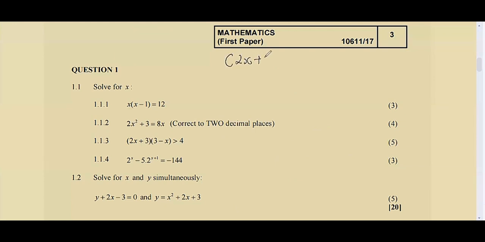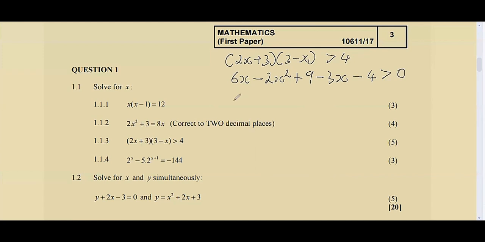This is 2x plus 3, and then 3 minus x greater than 4. Now what we need to do here is FOIL. 2x times 3, that's 6x. 2x times negative x, that's negative 2x squared. 3 multiplied by 3, that's 9. And then 3 multiplied by negative x, that's negative 3x. Then we can take this 4 over to the side. Minus 4, then we are left with greater than 0 this side.